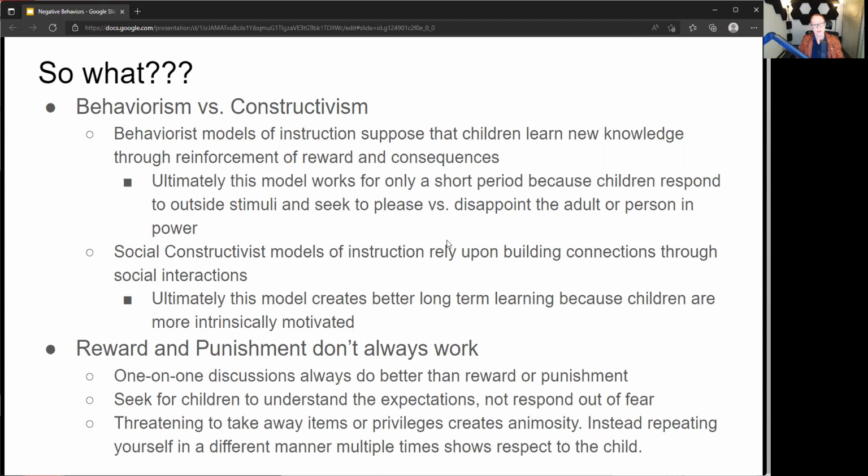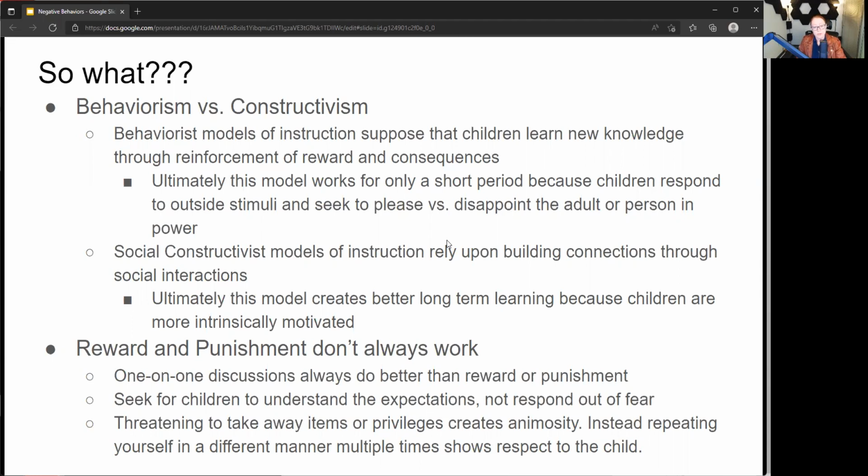Well, some of that has to come with respect and building relationships, right? So when correcting negative behaviors, redirecting negative behaviors, and maintaining that positive environment, one-on-one discussions are always going to do better when there's a problem. It's never going to be something that replaces the whole group instruction, of course. We can't do that all the time. But when there's a problem, it's better to talk to a kid one-on-one. You'll always see better results no matter what.